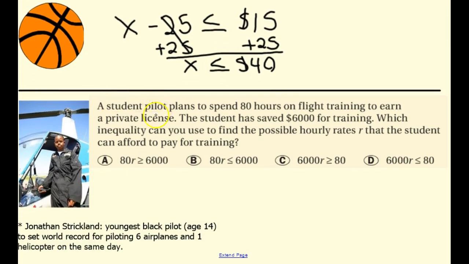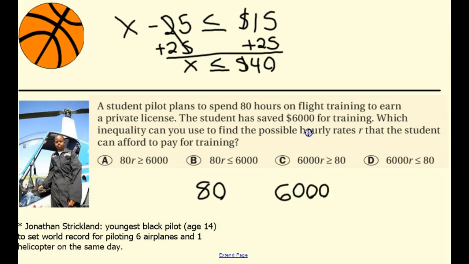Down here, it says a student pilot plans to spend 80 hours on a flight training to earn a private license. The student has saved $6,000 for training. What inequality can you use to find the total possible hourly rates are that the student can afford to pay for training? So we know that he plans to spend 80 hours. We know also that he has $6,000 in savings.